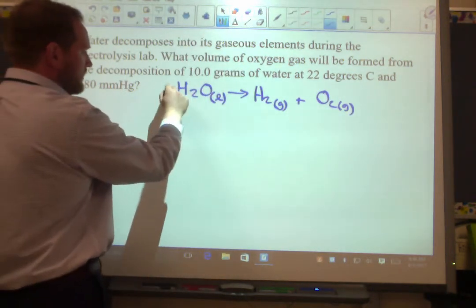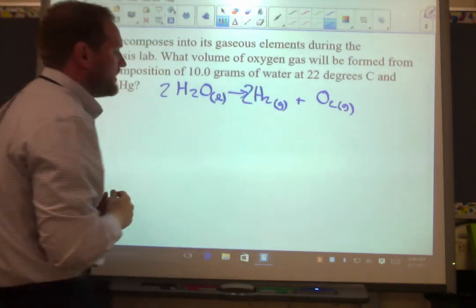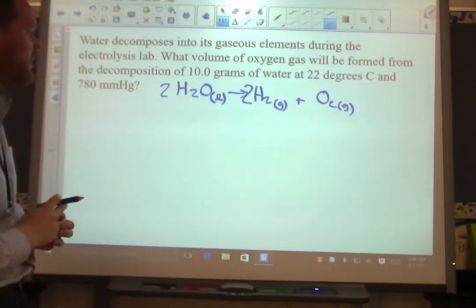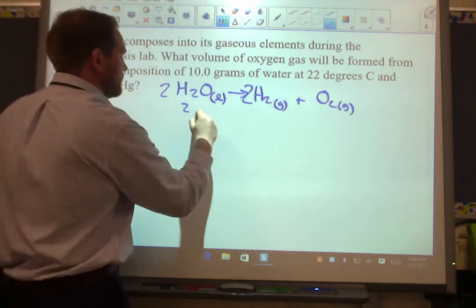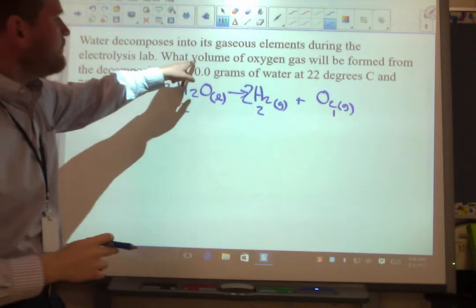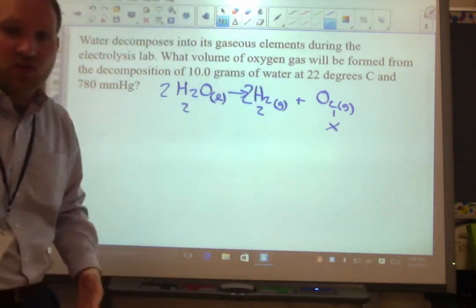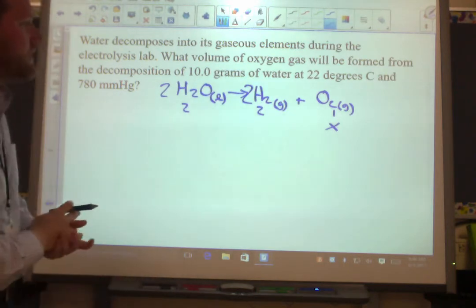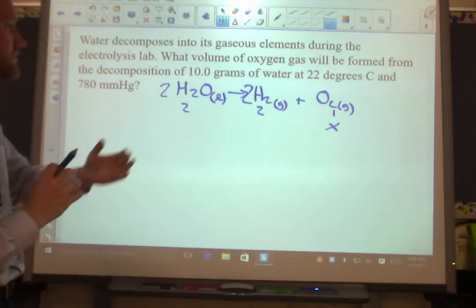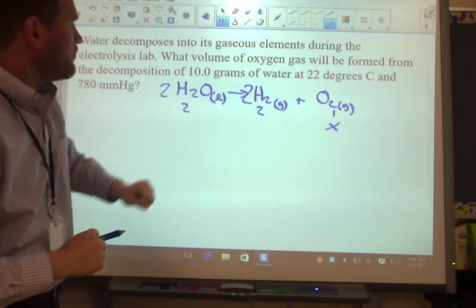I see one O here, so let's put a 2 there. O's are now balanced, and then I need a 2 here. So this is the same lab. We've done this one before, electrolysis. So it's a 2 to 2 to 1 ratio. So I say, what volume of oxygen gas? So we're looking for this. Now, x is going to give us moles, but then we're going to turn that into volume. So we were decomposing 10.0 grams of water.